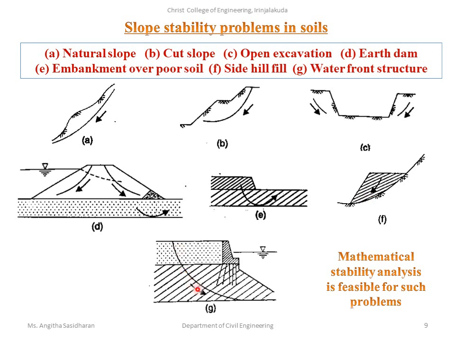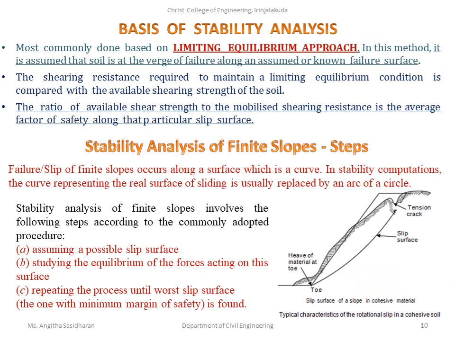Then waterfront structures near water. This is the water level shown here. So waterfront structures have a tendency to fail along this type of surfaces. So these are the expected stability problems in soils, and mathematical stability analysis is feasible for such problems. So we have to analyze the stability and predict the behavior. So we are stepping into the basis of stability analysis.